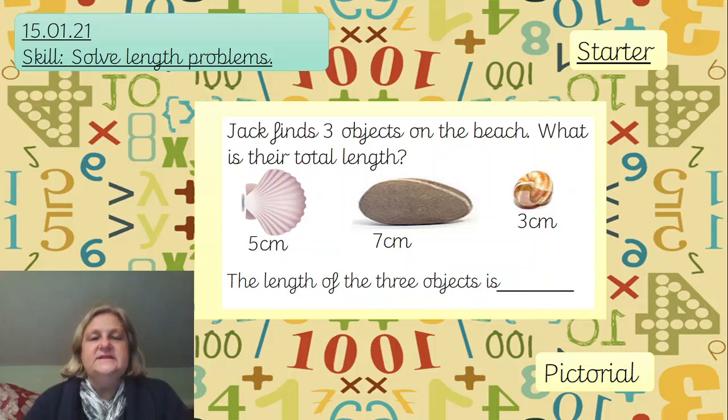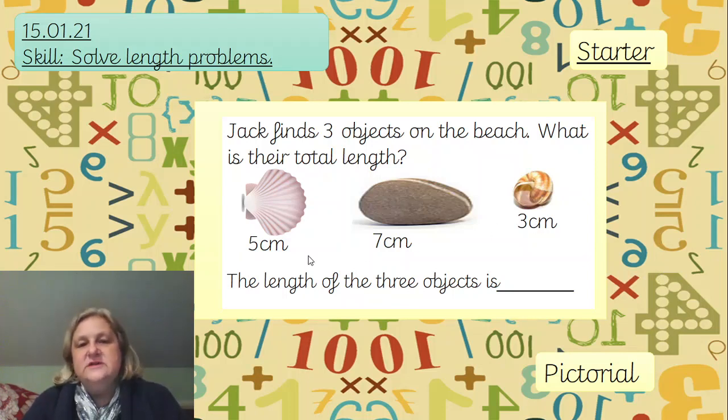So, this is a cool starter. Jack finds 3 objects on the beach. What is their total length? Anybody can have a little go at this one actually. What other alternatives could these answers be? So if you're cool, you could do that one. If you're not cool, have a go. What are the possibilities of these being different measurements? What else could they be? There's quite a few options there.